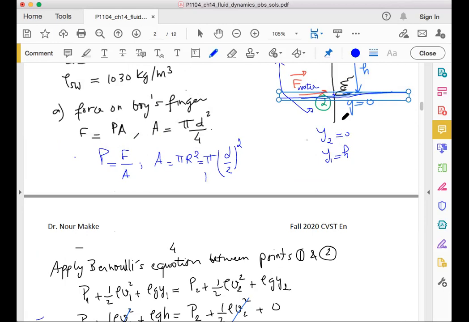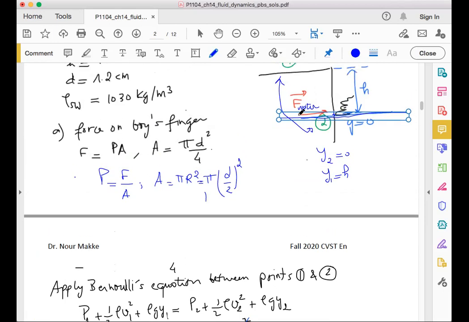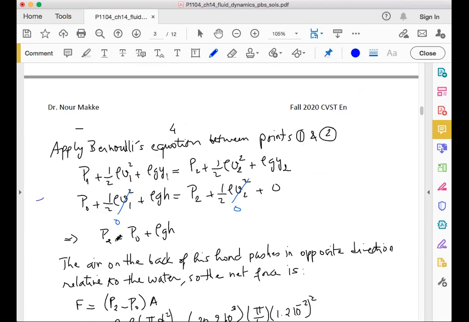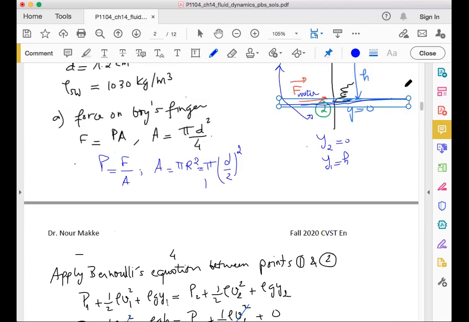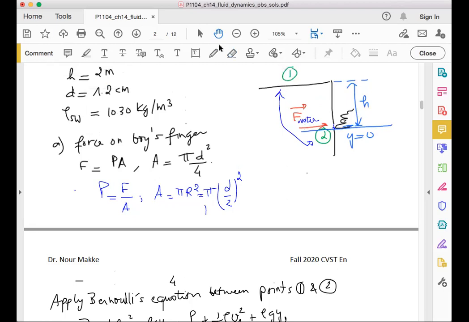Now the point is that this point 2, the finger of the buoy, is exposed to the water pressure from the first side, which is P2, but also to the air pressure from the other side. So on one side you have P2 and on the other side you have the atmospheric air.